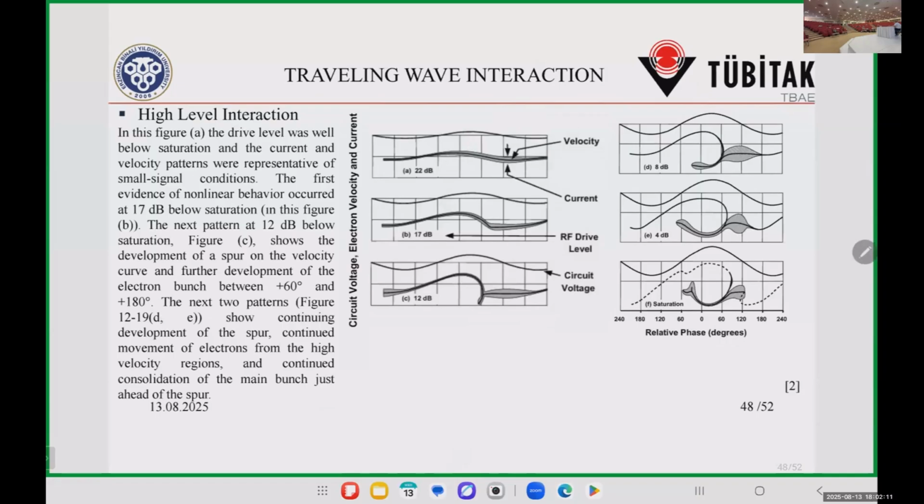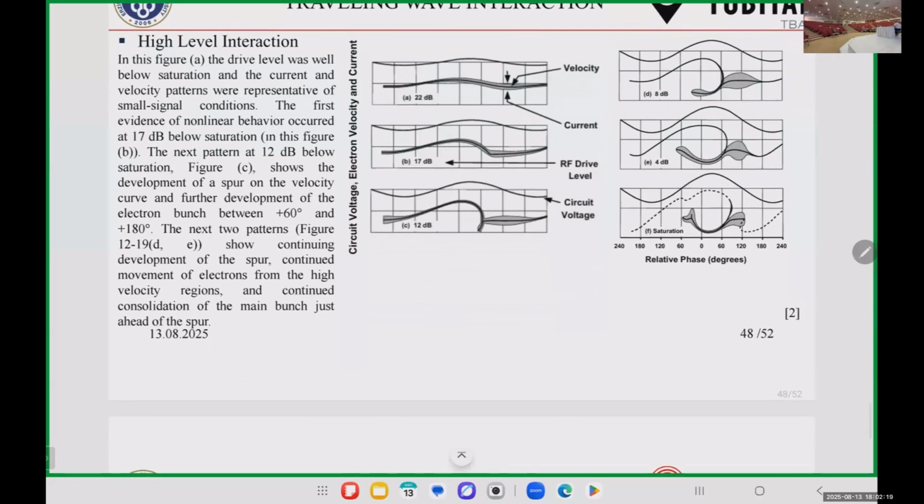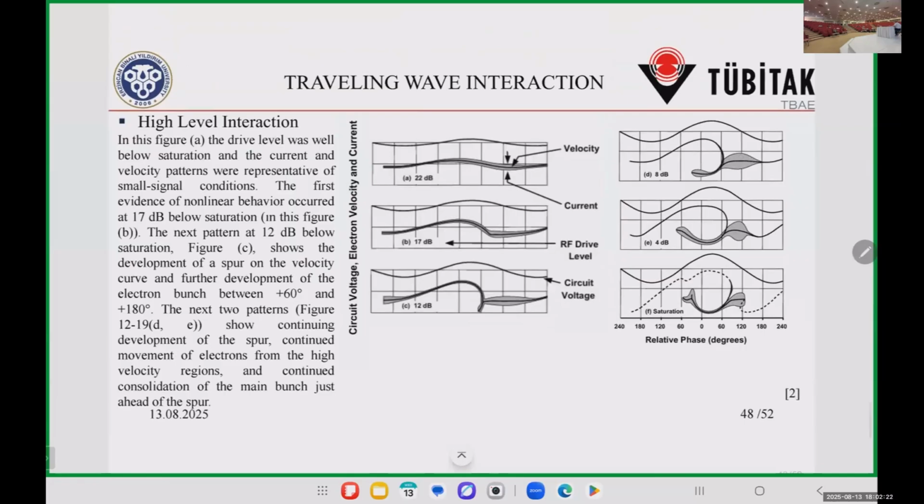The next two patterns, D and E, show continued development of the spur here: the continued movement of electrons from high velocity regions and continued consolidation of the main bunch just ahead of the spur here.